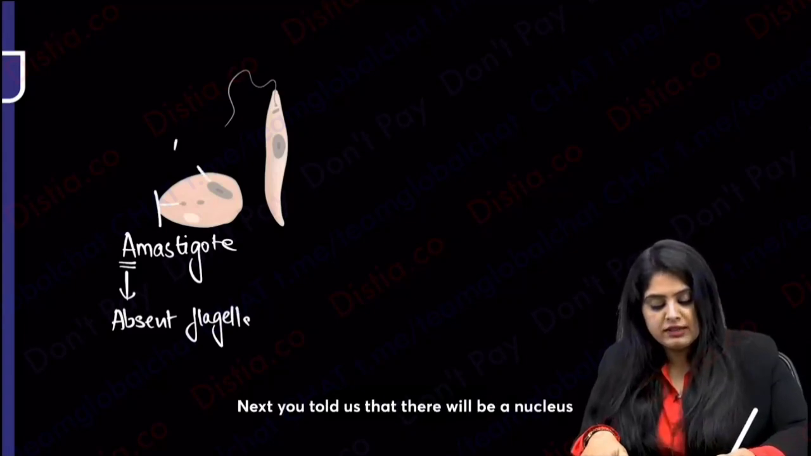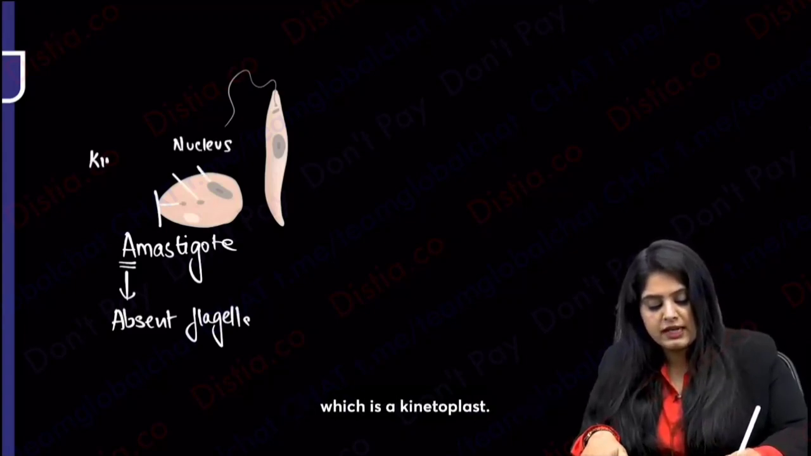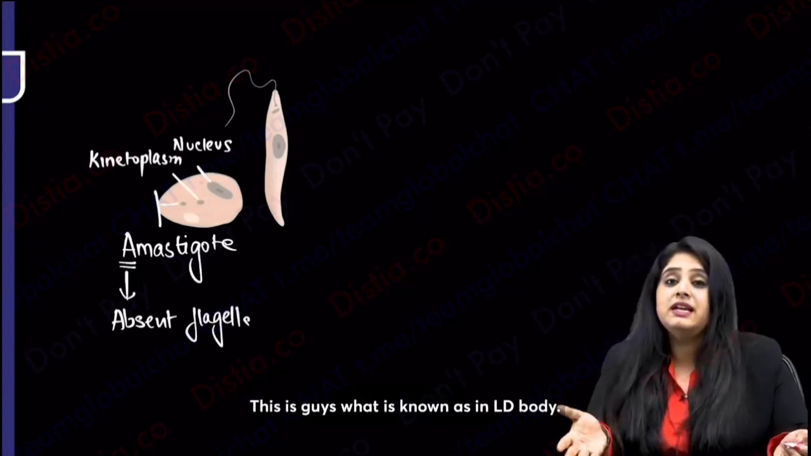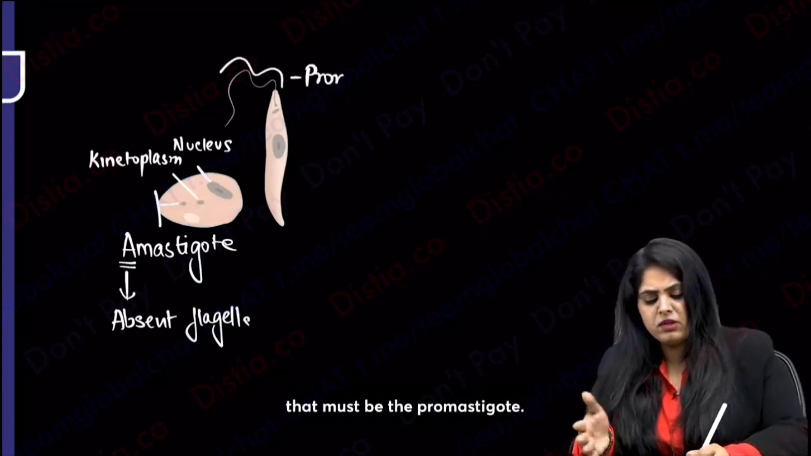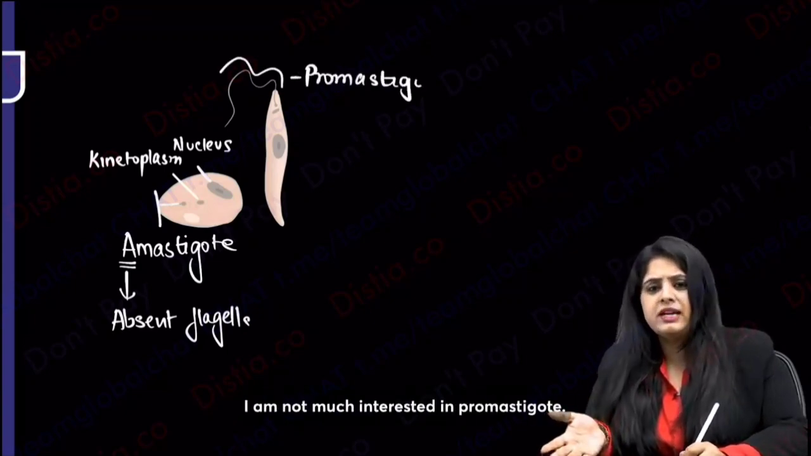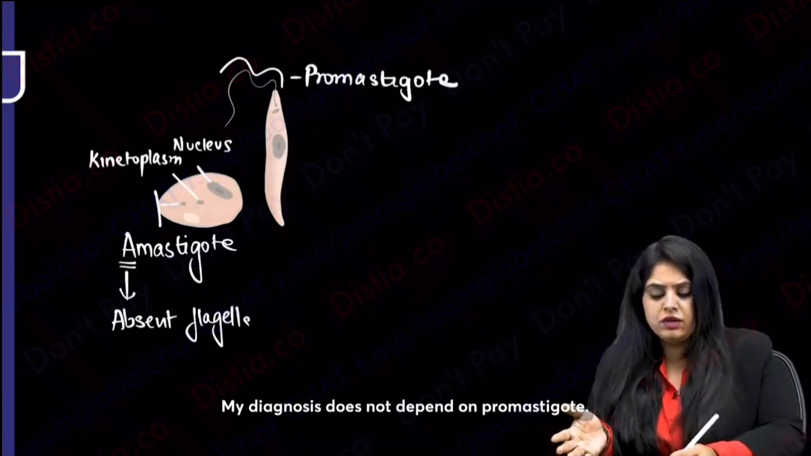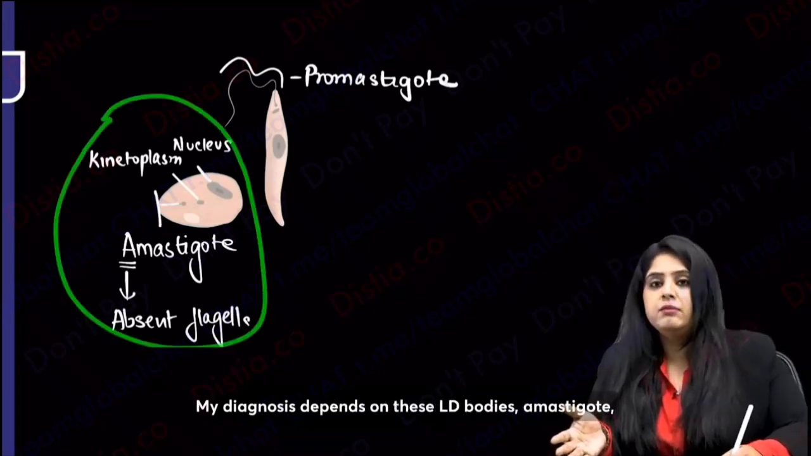Next, you told us that there will be a nucleus, and then you told us there will be a small dot which is a kinetoplast. That is how I will identify this is what is known as an LD body. The other form where the flagella is visible, that must be the promastigote. I am not much interested in the promastigote. My diagnosis does not depend on the promastigote. My diagnosis depends on these LD bodies, the amastigote.